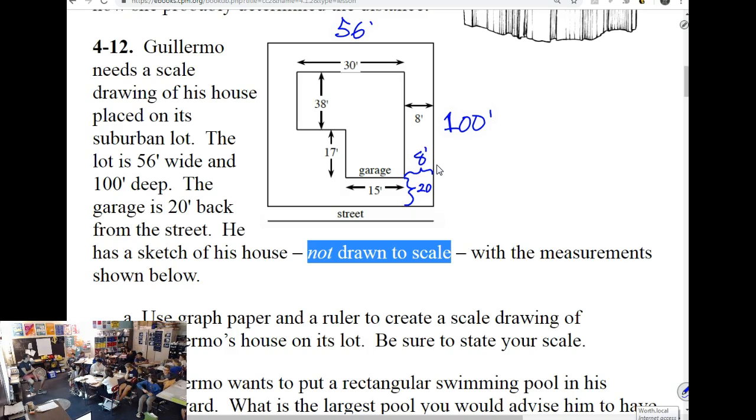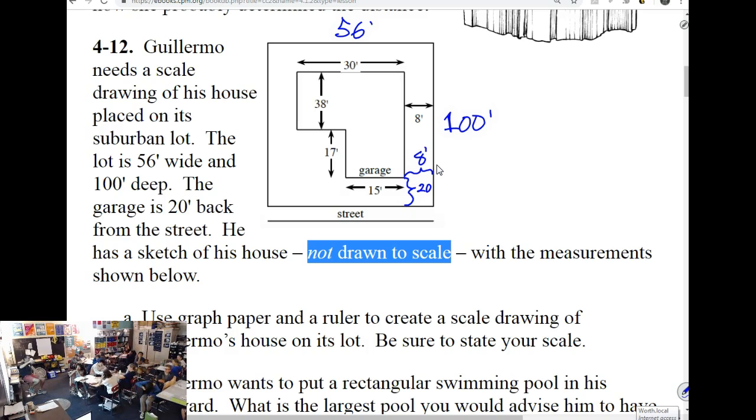So talk with your group. Now you don't have to agree. When I say talk with your group, that doesn't always mean you have to choose the same thing, but talk out your ideas while you do this. Are you going to cut it down in half and make it 50 tall and 28 wide? Are you going to cut it down by like a fourth? What are you going to do to be able to draw this on your paper and then accurately place the house in there? So to scale.